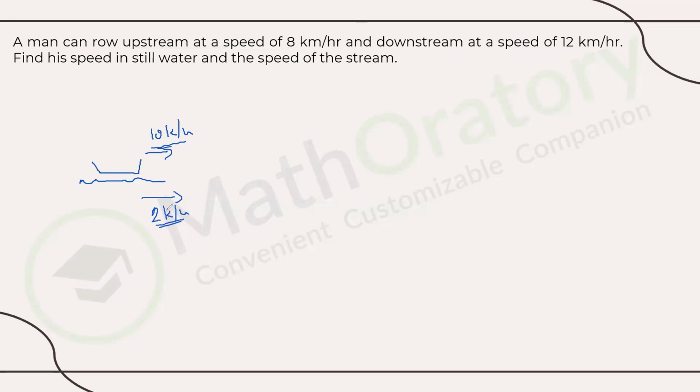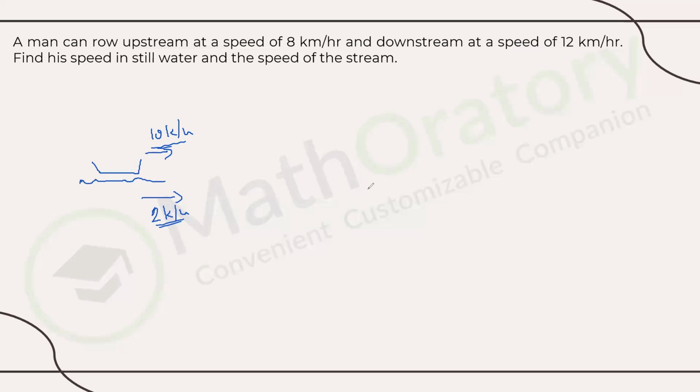But anyhow, we have 10 plus 2, because the boat is moving in the rightward direction and the river will push it forward, in the rightward direction. That will be forward for the boat by another 2 kilometers per hour. So in each hour, the boat will move 12 kilometers.